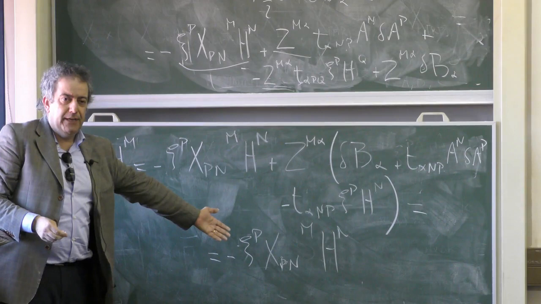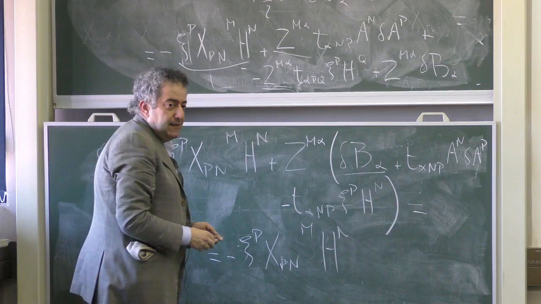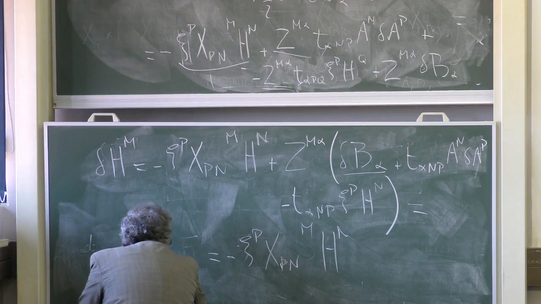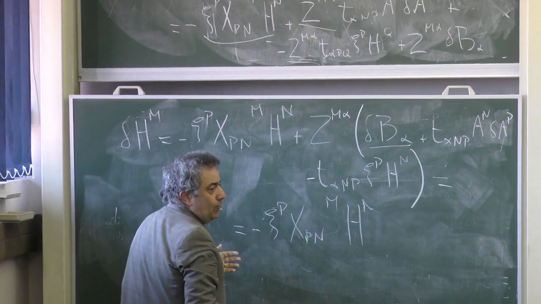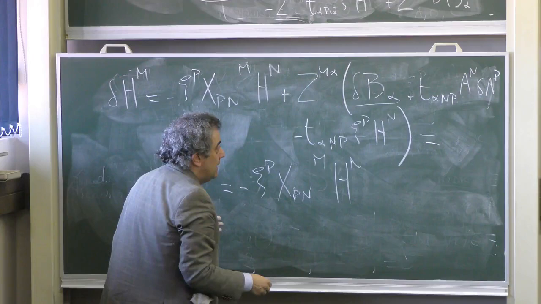So you see, we can choose delta V alpha so as to cancel these two terms. So we see that we need a two form to which we assign a transformation law with respect to the gauge group, gauge transformations, so that all the non-covariant terms are cancelled.